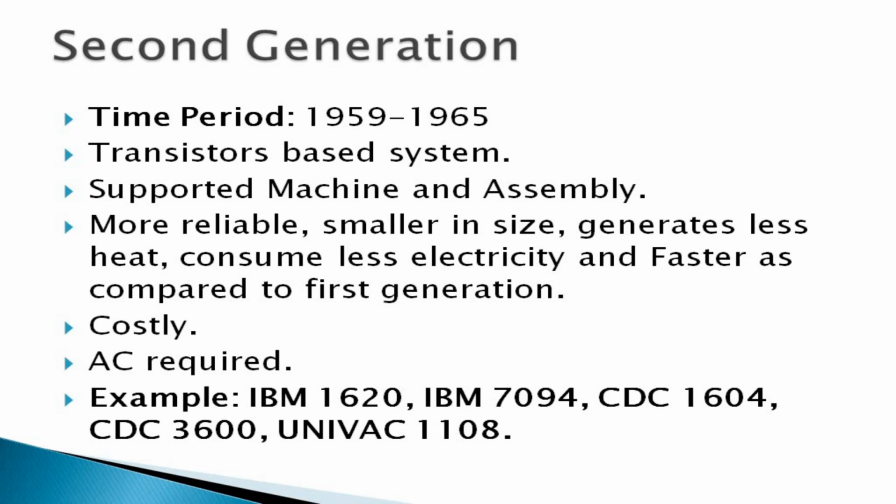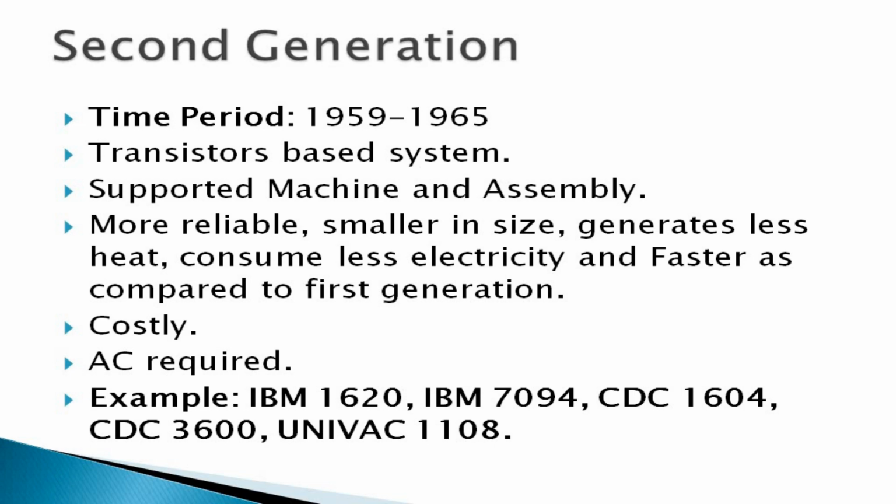They also supported machine language and assembly language like Fortran, and they were more reliable. They were smaller in size as compared to the first generation. They used to generate less heat, consume less electricity, and they were faster in comparison to the first generation. Even though they were slower compared to today's systems, compared to the first generation they were reliable, smaller in size, generated less heat, required less electricity, and did faster computation.